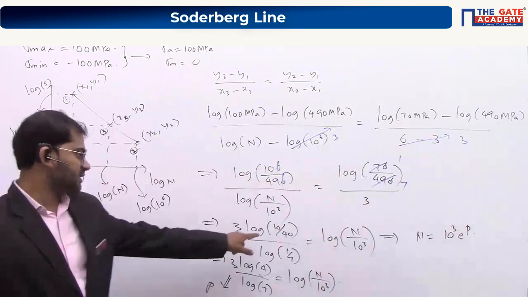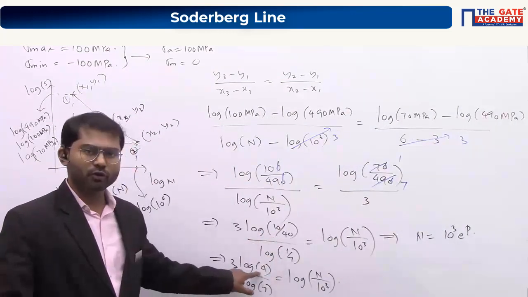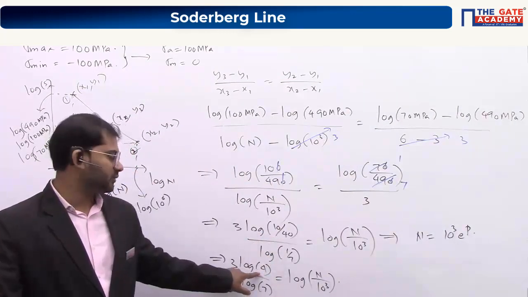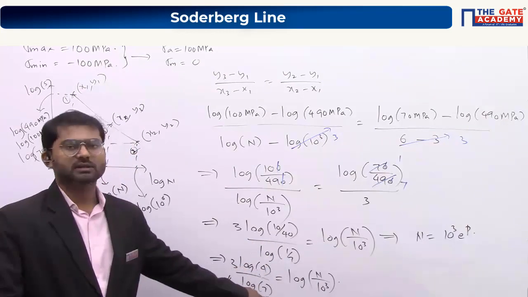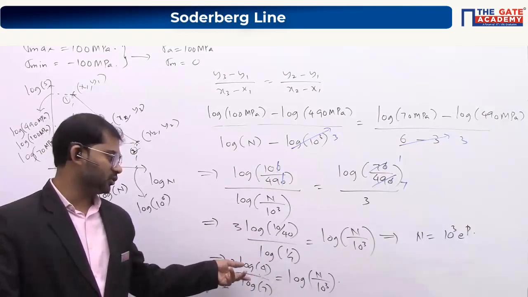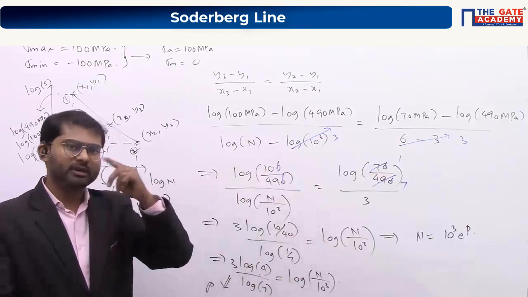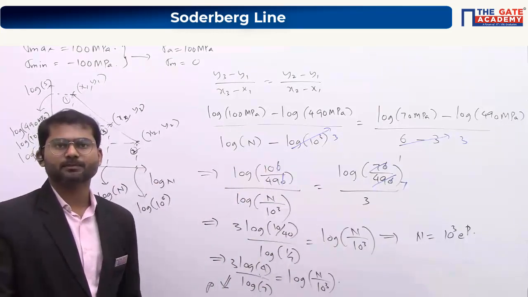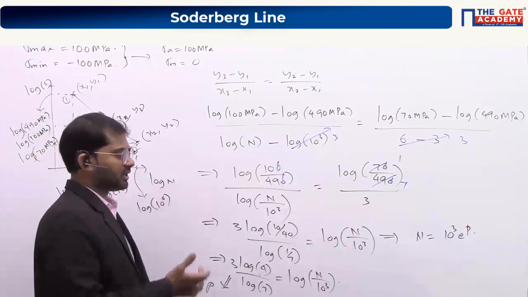You don't need to put these fractions in the calculator. Simply put log base 10 of 4, you'll get the answer. Log base 10 of 7, you'll get the answer. So take the ratio, multiply by 3, put it as e to the power of P and multiply by 1000, you'll get the answer. Like that, you just have to find out the smart approach.